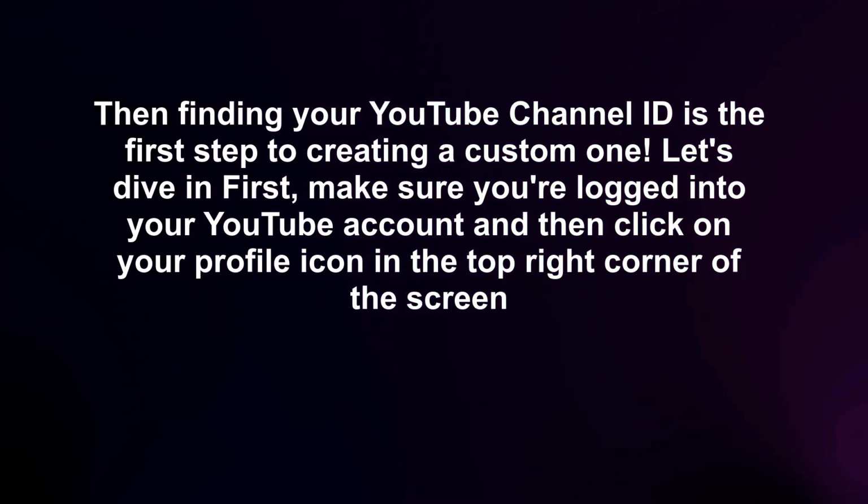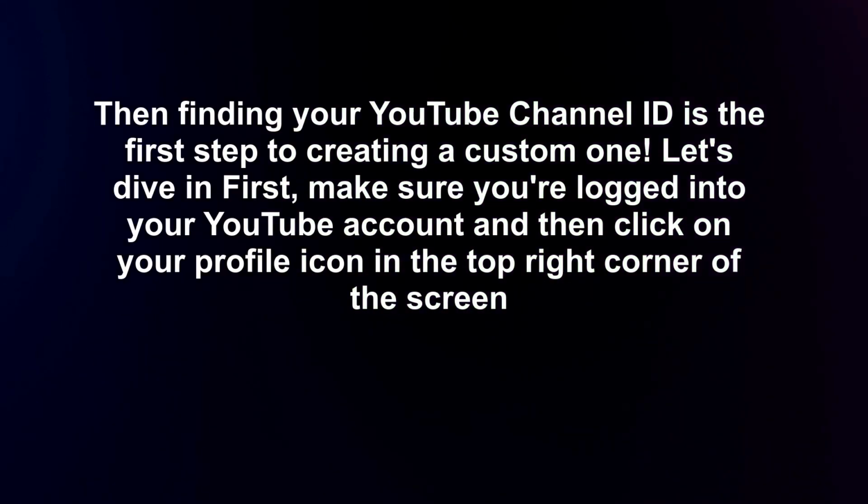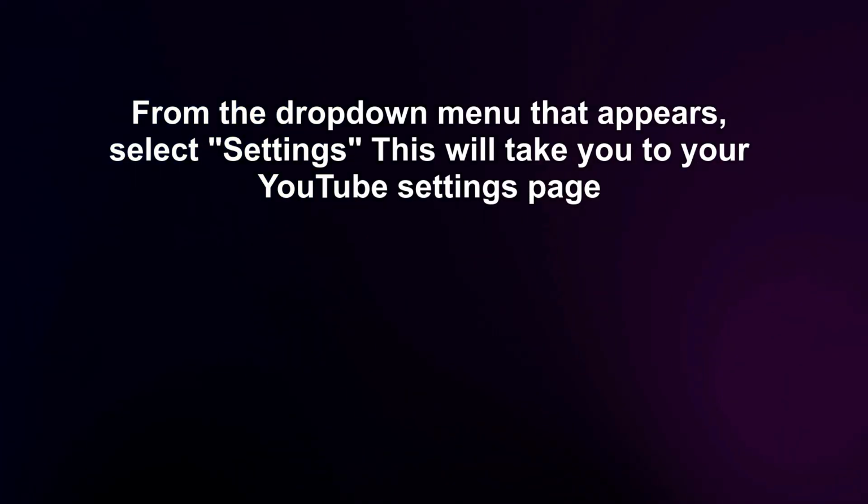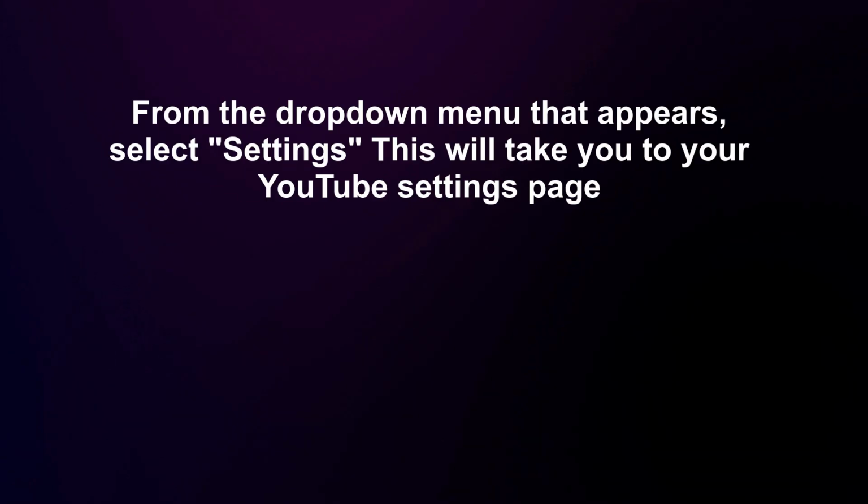Let's dive in. First, make sure you're logged into your YouTube account, and then click on your profile icon in the top right corner of the screen. From the drop-down menu that appears, select Settings. This will take you to your YouTube settings page.